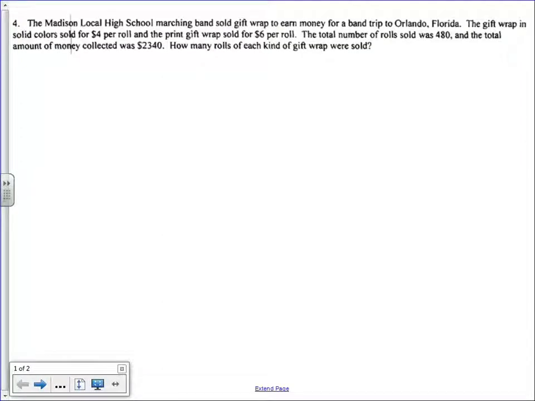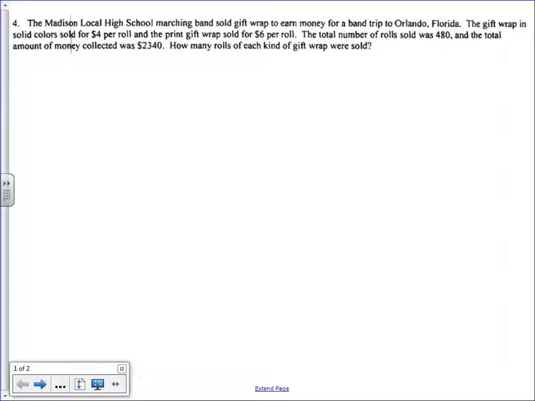All right, so we're learning about linear systems and how to make a linear system when we have a word problem. So let's go ahead and read this word problem together. The Madison local high school marching band sold gift wrap to earn money for a band trip to Orlando, Florida.